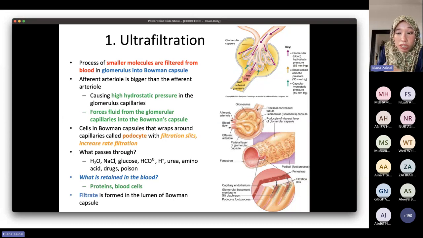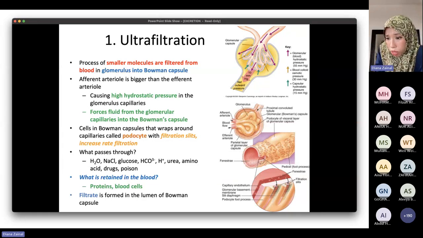Okay, so when the pressure is high, they are forcing all the molecules to filter out, to push out. Masuk ke dalam Bowman capsule over here. Okay, forcing the fluid from the glomerular capillary entering the Bowman capsule. Okay? So the cells in the Bowman capsule that wrap around the capillary are called the podocytes. And they have slits. They have filtration slits. Dia macam ada lubang-lubang ataupun liang-liang which increase the rate of filtration. Tanpa ada slit tu, susahlah dia nak filter out, right? So, by having the podocytes, the rate of filtration increases.